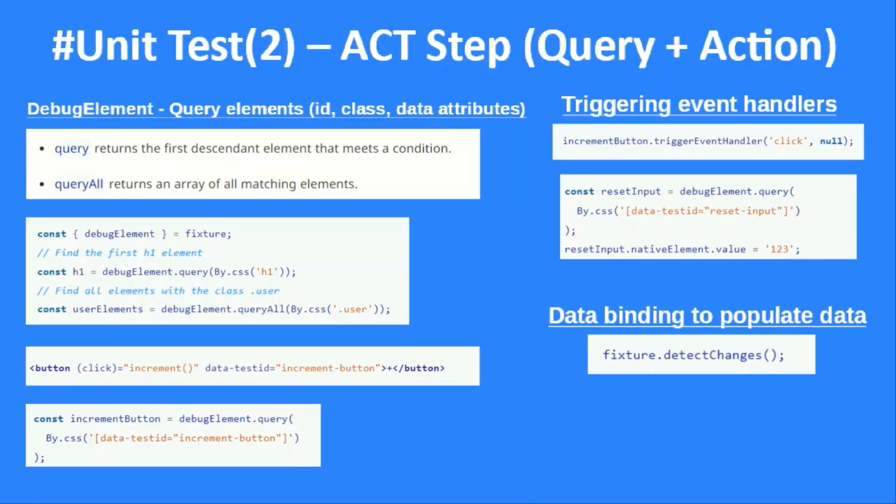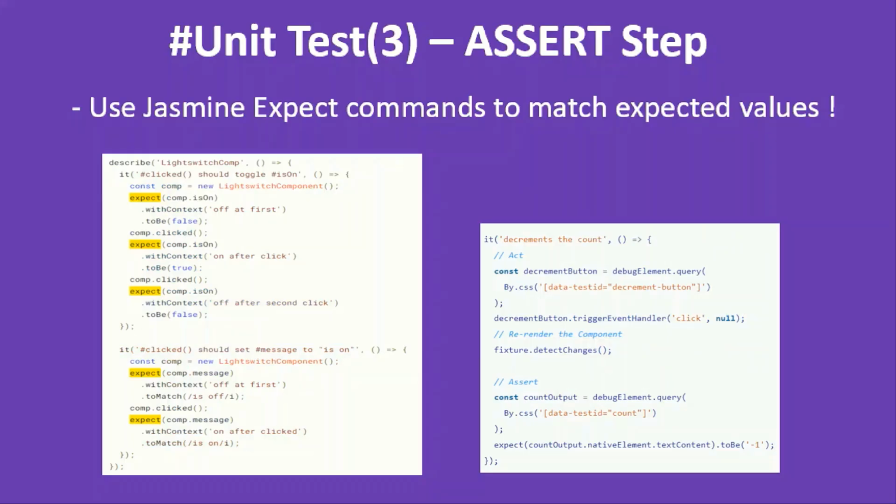The act step uses debugElement to query elements by ID, classes and data attributes. Use queried elements to simulate clicks, set input values or do any action. Make the data binding using fixture.detectChanges. Use Jasmine expect commands to run your functions and check the outputs match the expected values.